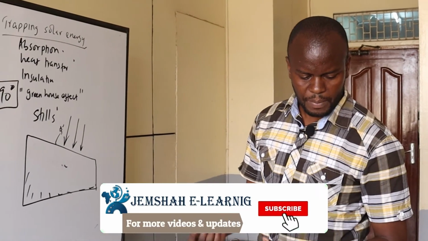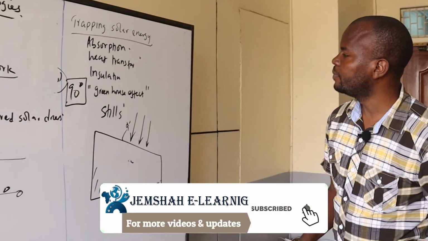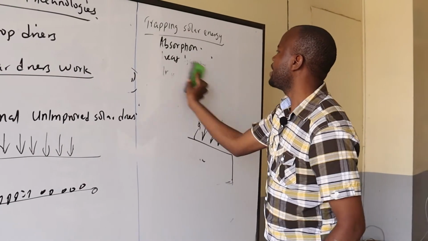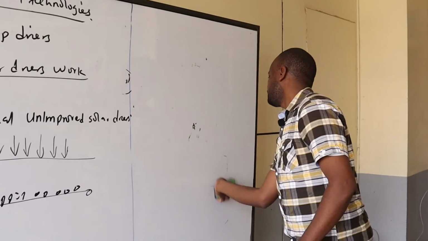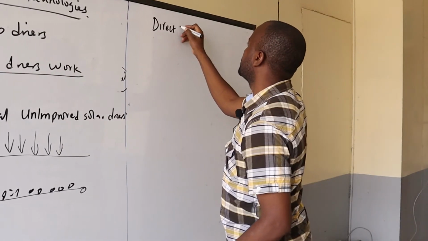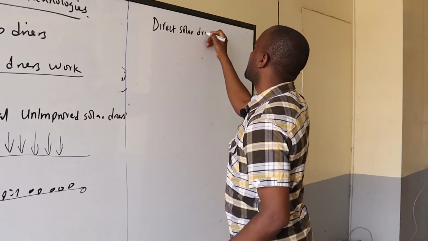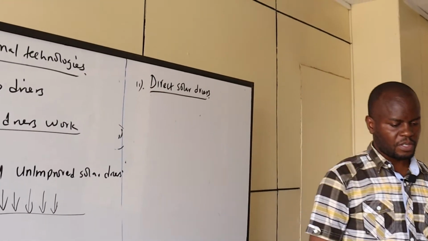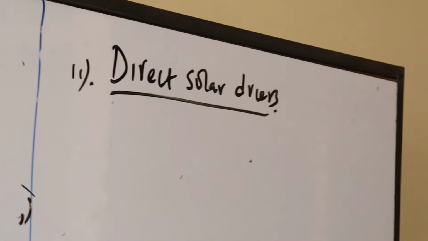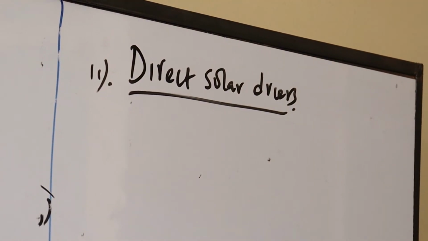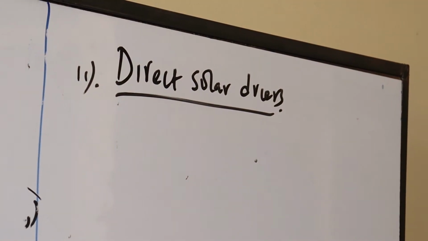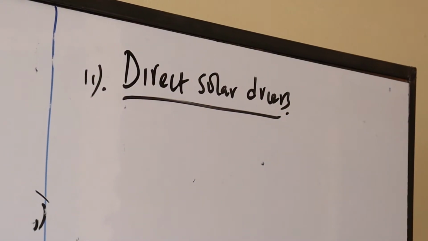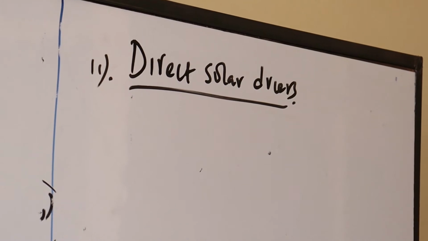So we can also talk about the direct solar dryers. That is the second one. When you talk about the direct solar dryers, these are just closed insulated boxes inside which both the solar collection and drying take place.